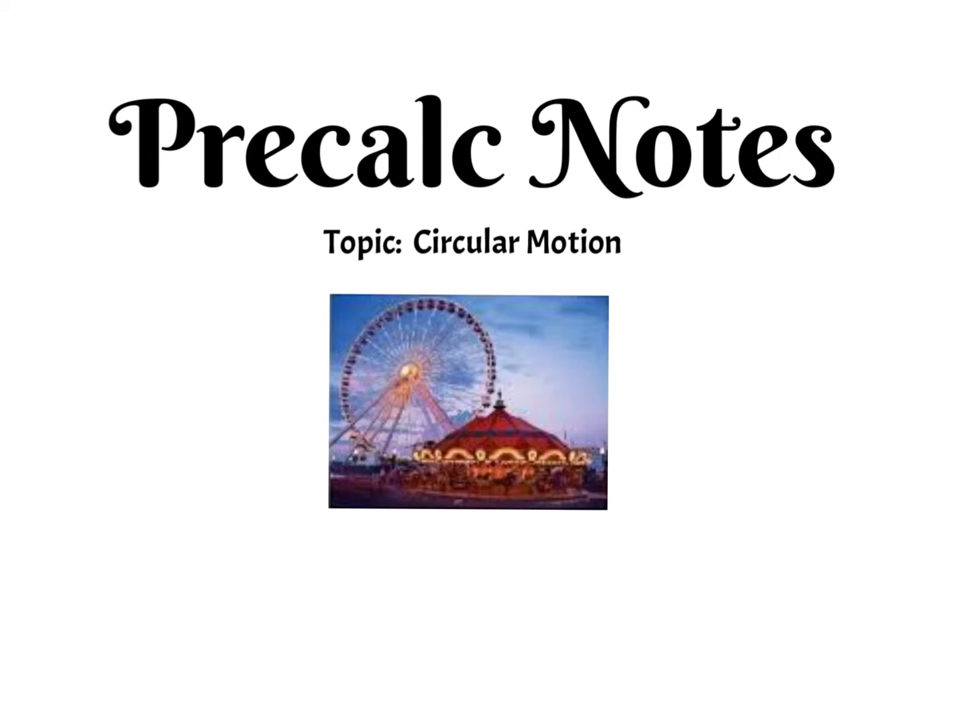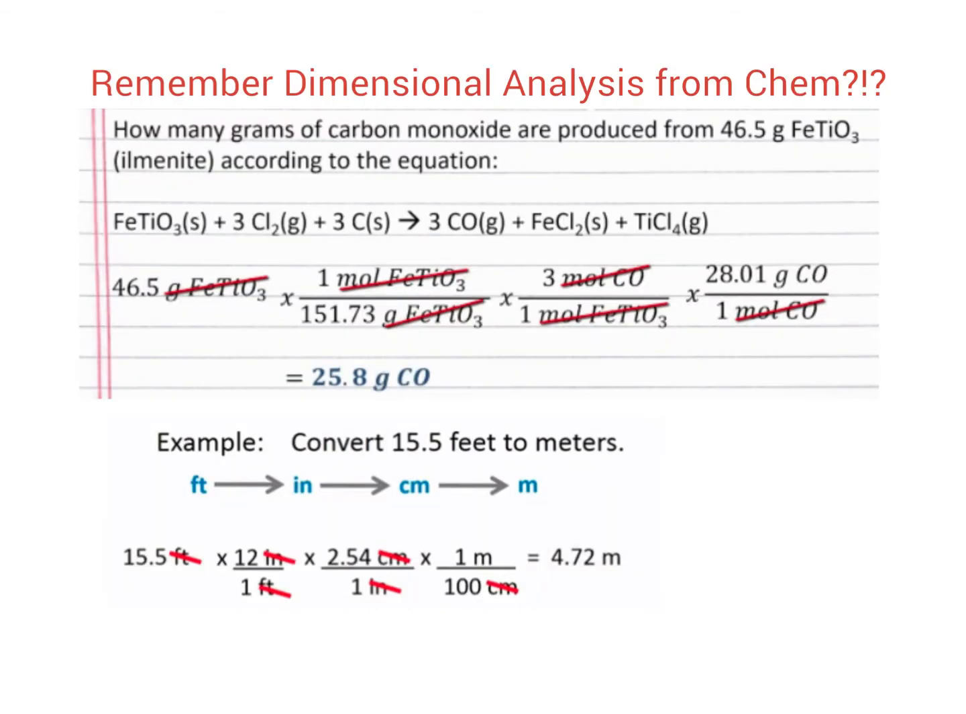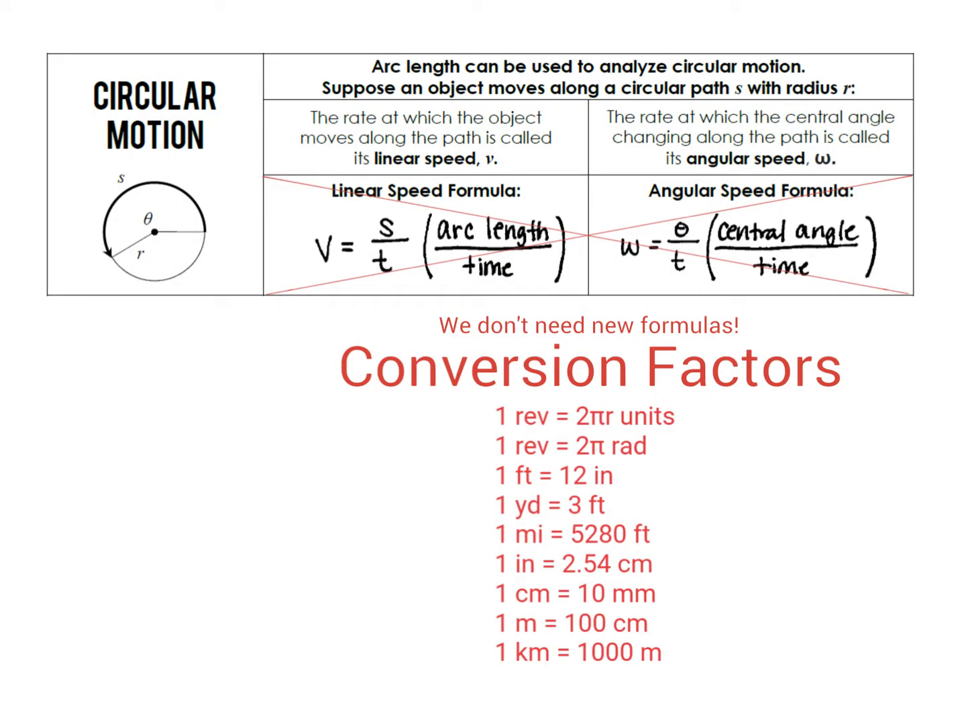In section 5.3, we are looking at circular motion and converting revolutions or rotations per minute into linear and angular speeds. Hopefully this brings back lots of memories from chem and dimensional analysis. So your notes have a section for formulas for linear speed and angular speed. We don't need new formulas. We just need the conversion factors.